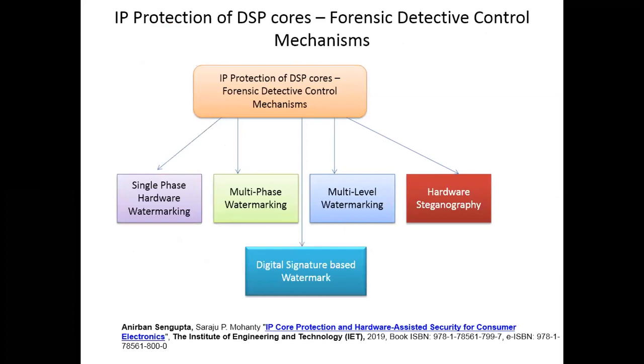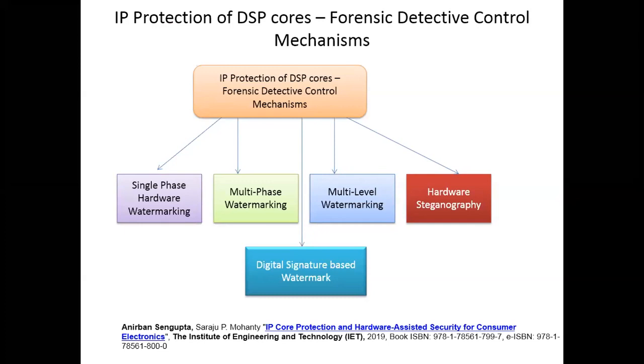Now, let me talk a little bit about the forensic detective control method. What types of forensic engineering methods are used for securing hardware in the context of cybersecurity? The first is known as single-phase hardware watermarking. The second is multi-phase hardware watermarking. Third is multi-level hardware watermarking. Fourth is hardware steganography. And the last one is digital signature-based watermarking.